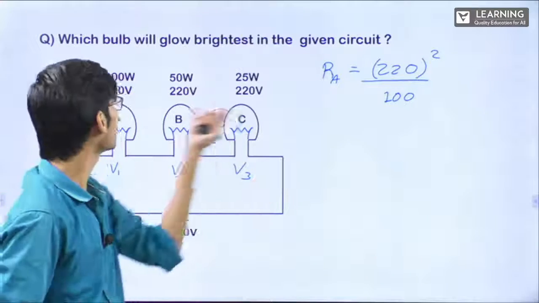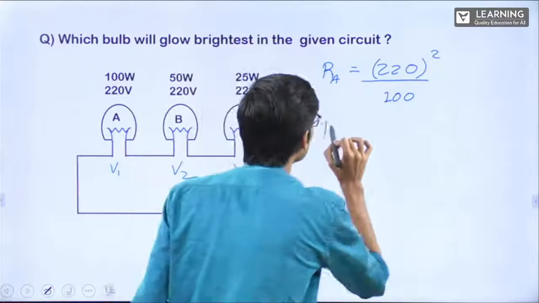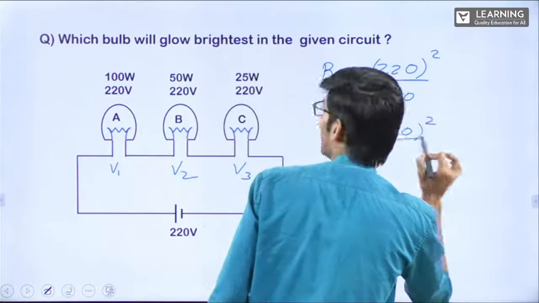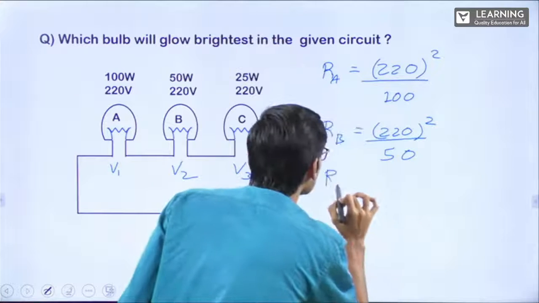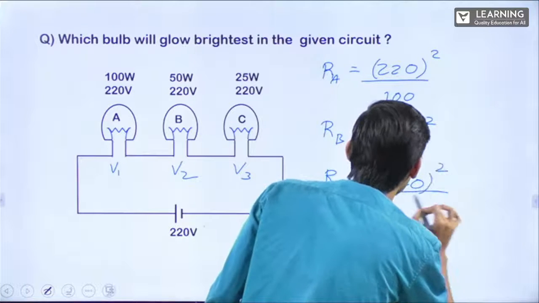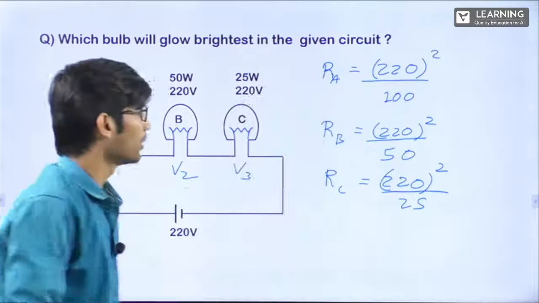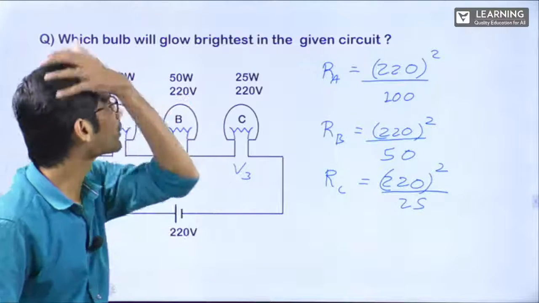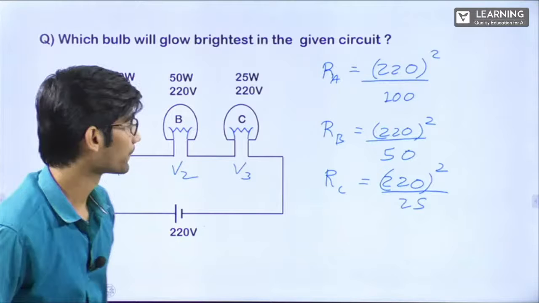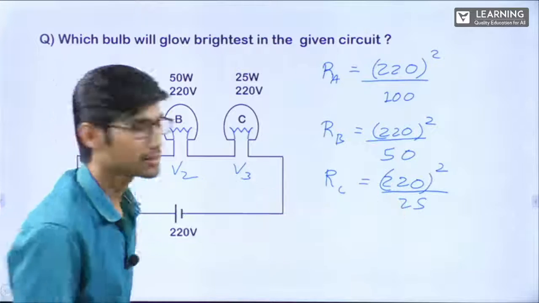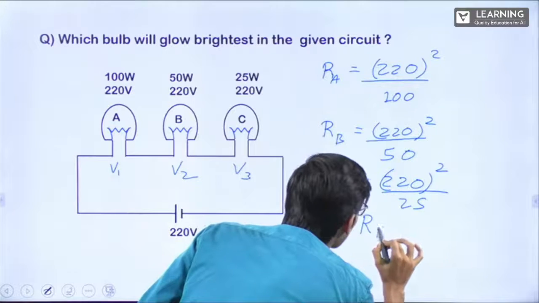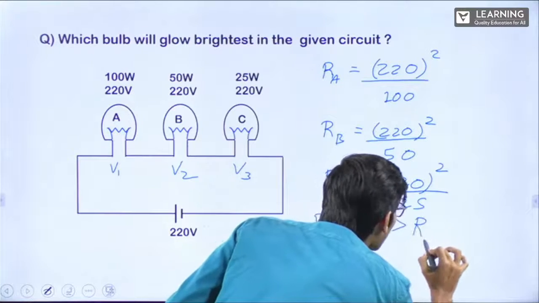So now RA is equal to this. Resistance is always constant. RB is equal to 220 whole square divided by 50. RC is equal to 220 whole square divided by 25. Which resistance is highest and which resistance is lowest? Can you tell? In denominator, this is the least value, so this is the highest resistance. RC is greater than RB is greater than RA.